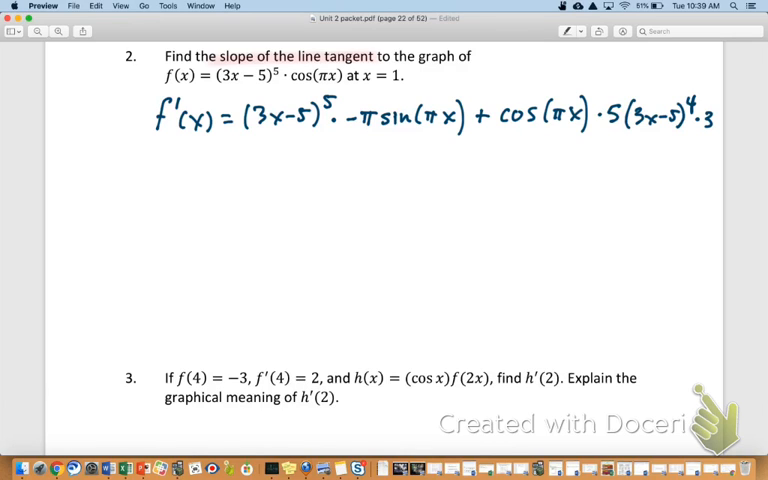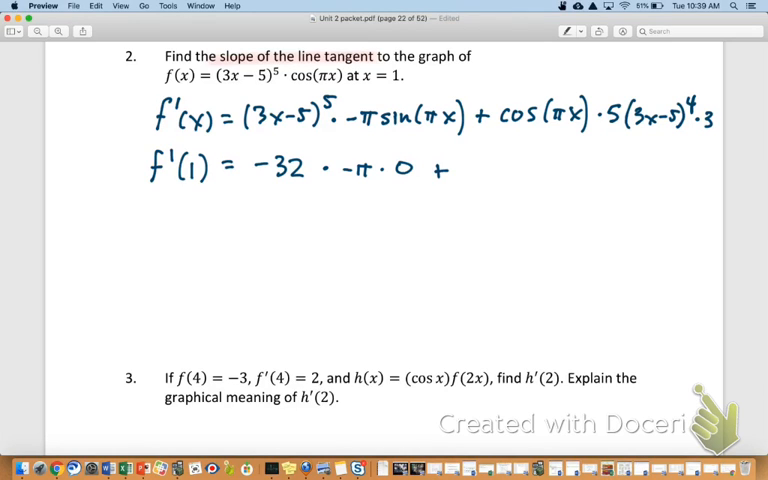How we doing? Any questions? This is the main part, right? So you're supposed to plug in a 1 because it says, find the slope at 1. So we'd say f prime of 1, and I don't know how far we go with this. 3 minus 5 is negative 2, to the 5th is negative 32. And then what's sine of pi? 0. Oh, isn't that lovely? So times negative pi times 0. So that whole first term is just going to 0, isn't it?